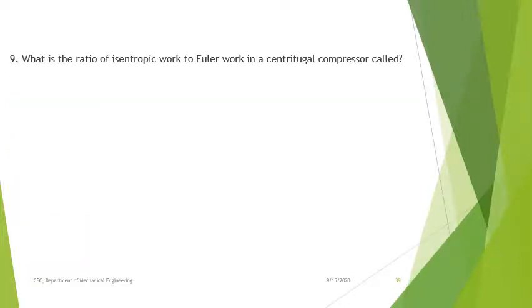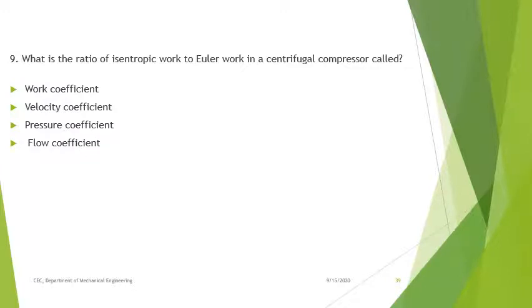What is the ratio of isentropic work to Euler work in a centrifugal compressor called? Work coefficient, velocity coefficient, pressure coefficient, or flow coefficient. Answer for this one, pressure coefficient.